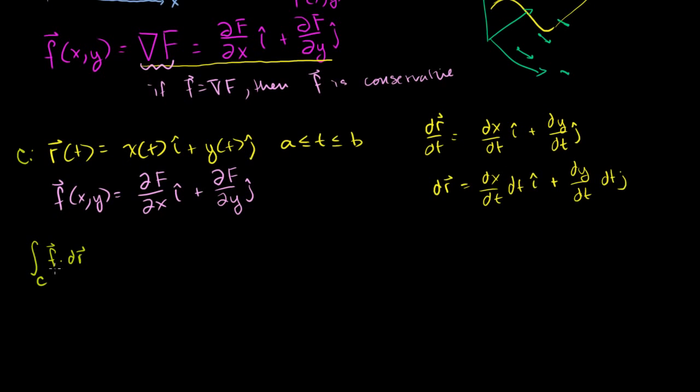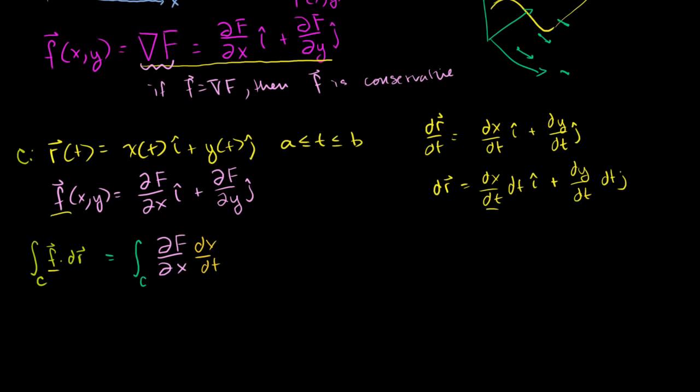So if we're taking the dot product of f with dr, what are we going to get? This is going to be the integral over the curve C. We could write it in terms of the endpoints of t once we have everything in terms of t. It's equal to this dot that, which is the partial of uppercase F with respect to x times dx/dt.